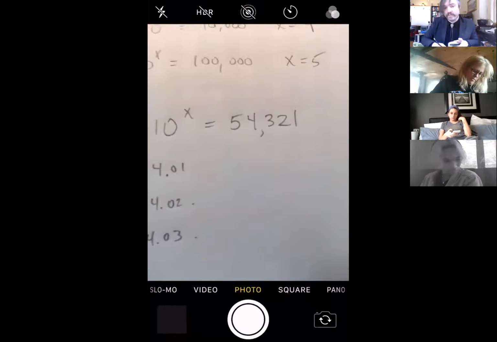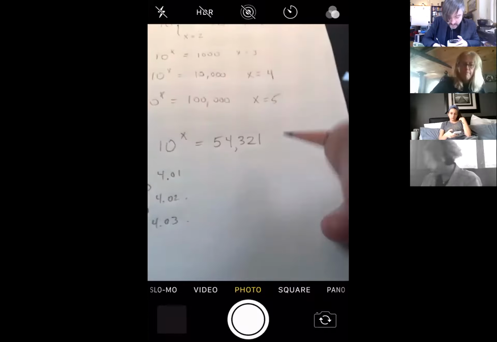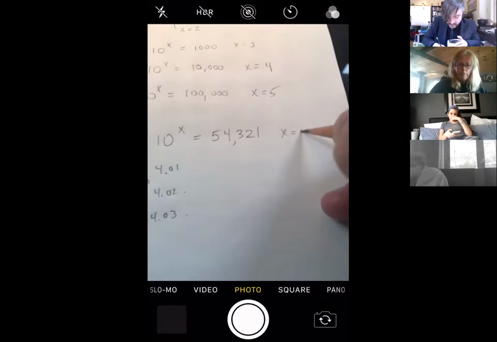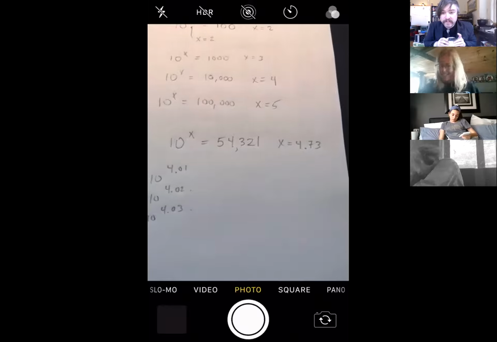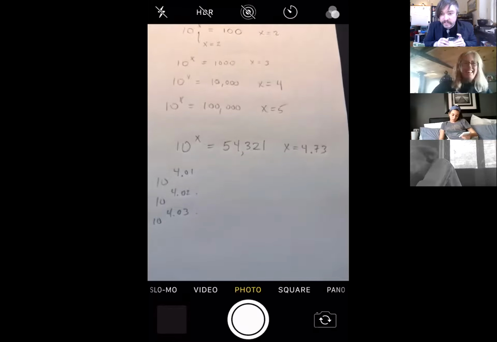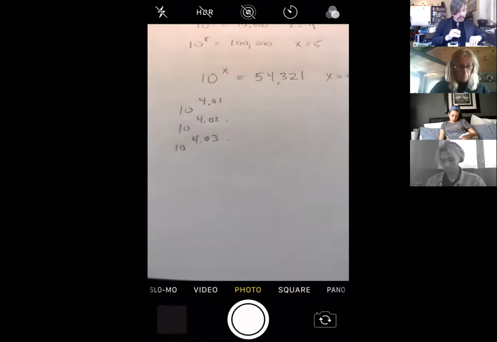It looks like for 10 to the power of 5, 4, 3, 2, 1, X is equal to something like 4.73. Nice, right? Okay. So now that you know this, it's time for us to do some work.